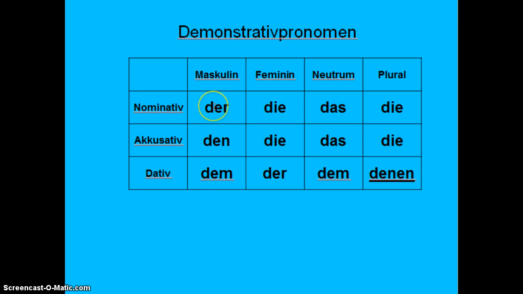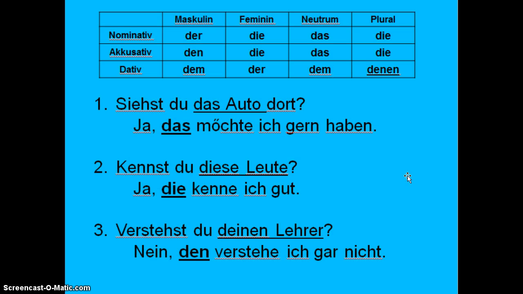If you take a look at the der chart, this is the der chart. If we're going to use these words as a pronoun, they stay the same, with the exception of the dative plural. That becomes denen. Let's take a look at some examples of what I mean. Here's the der chart, except you'll notice over here I have the word denen.